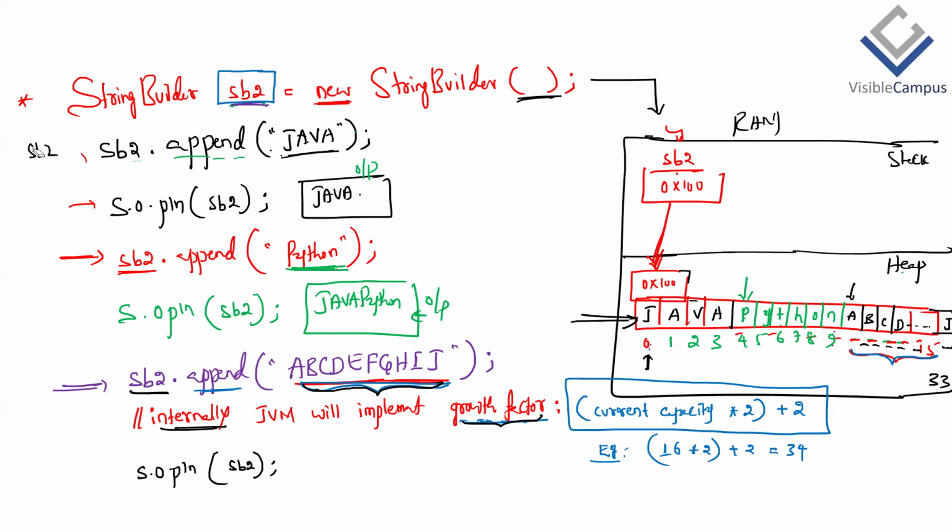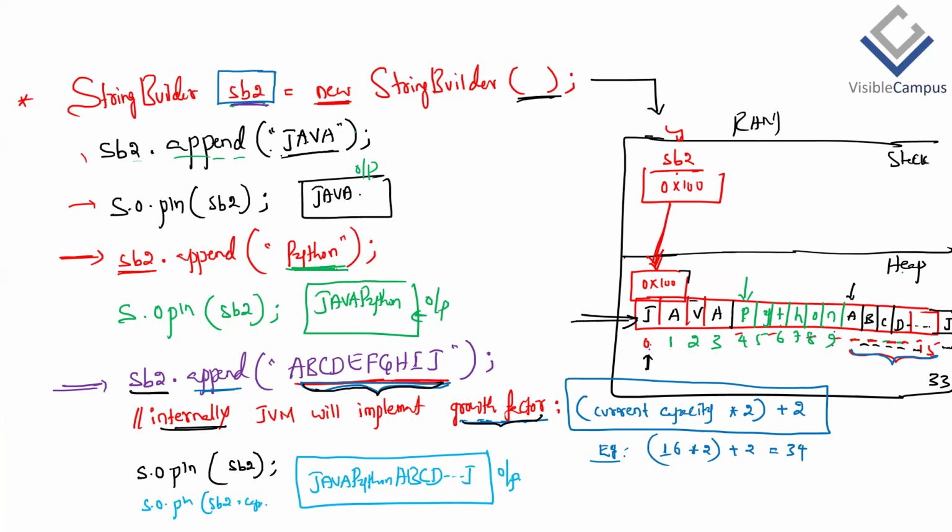Modifications will happen in the same location. So at the end, if you print this sb2, we are going to get the previous values Java, then Python, then A, B, C, D, and so on up to J. So this is the latest output we are going to get. And if you print the capacity, System.out.println of sb2 dot capacity, this time it will give the output 34.